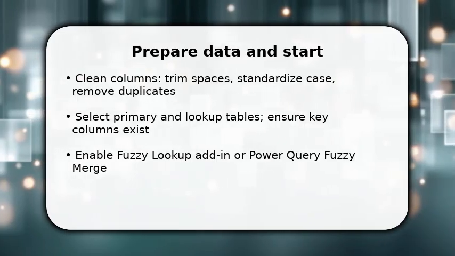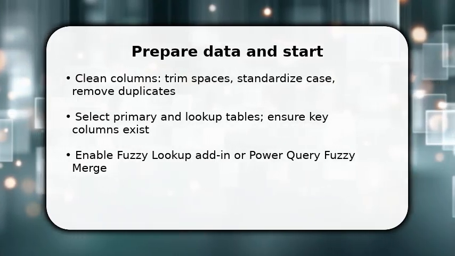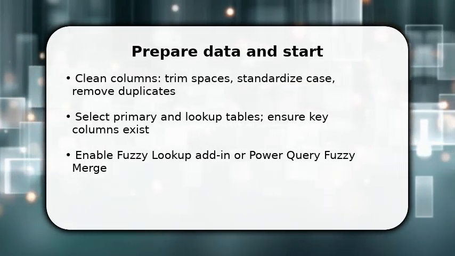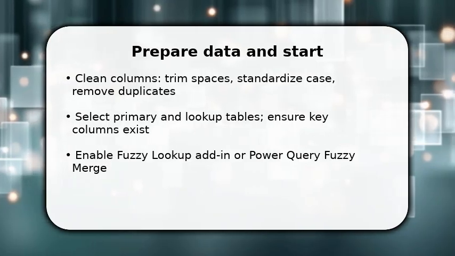You begin by prepping both tables. Remove trailing spaces, normalize case, and drop obvious duplicates. Once done, open the Fuzzy Lookup add-in or Power Query and load the primary table and the reference table.